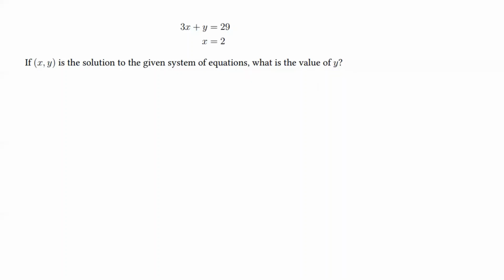In this system, we want to find the value of y. When the system gives you one of the values, simply use it and substitute it into the other equation. Thus we have 3 times x, which is 2, plus y equals 29. This is 6 plus y equals 29, and so the value of y is 23.